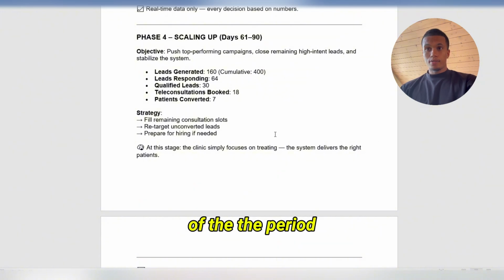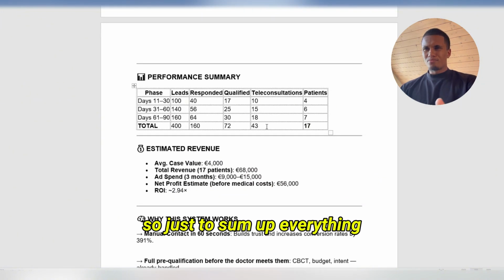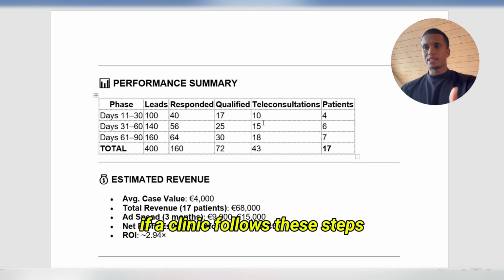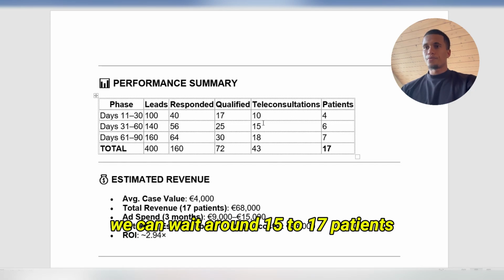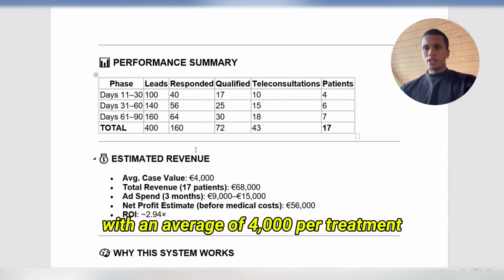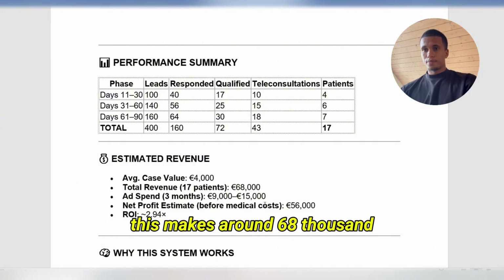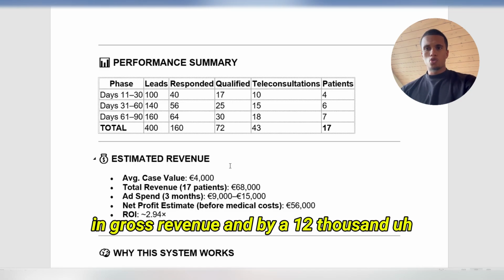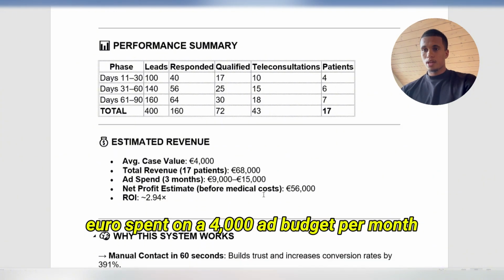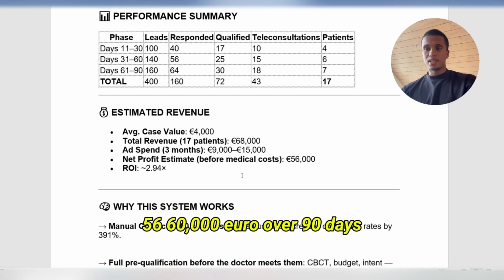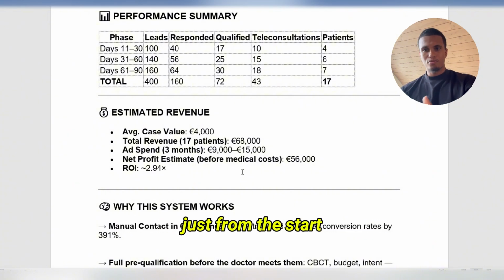And this marks the end of the period. So just to sum up the performance: if a clinic follows these steps, these phases, and is consistent, we can expect around 15 to 17 patients with an average of 4,000 per treatment. This makes around 68,000 in gross revenue, and with 12,000 euro spent on a 4,000 ad budget per month, this equals around 60,000 euro over 90 days, which is a good return on investment just from the start.